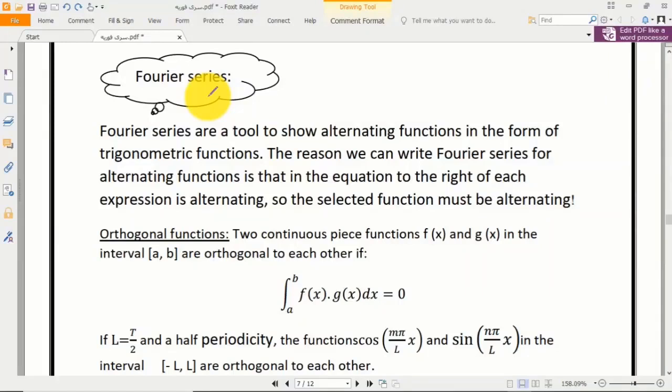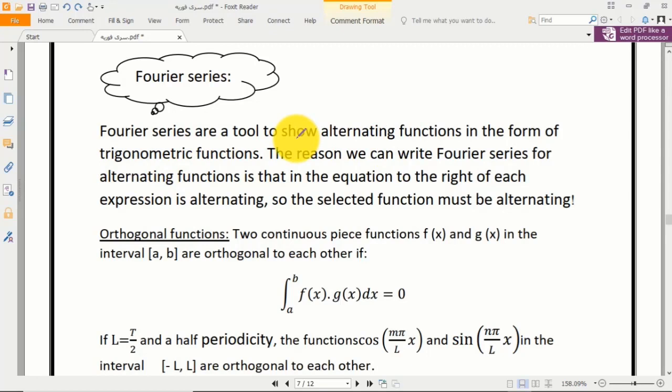Hello, in this video we're going to consider Fourier series. Generally, Fourier series are known as tools that can be used to show alternating functions in the form of the sum of trigonometric functions such as sine or cosine. You might ask, why do we get this summation of alternating functions?